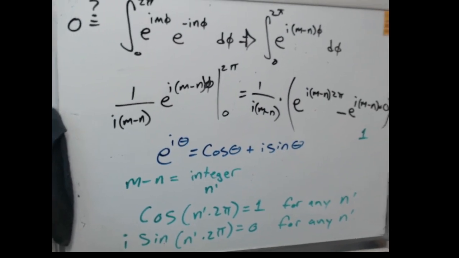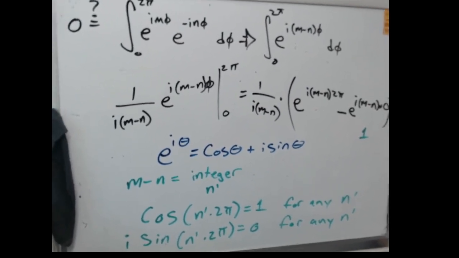Okay. Which means you're going to have that 1 over i(m minus n) times 0. Which means it's equal to 0. It's orthogonal for any m not equal to n.